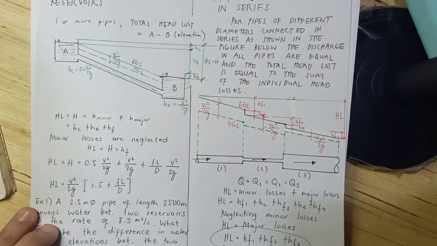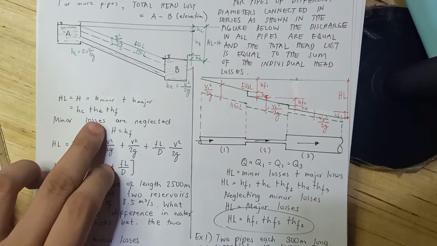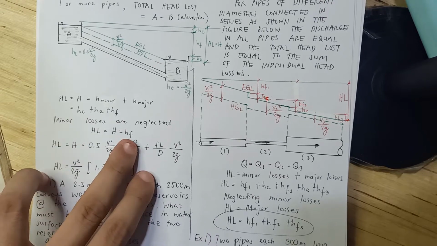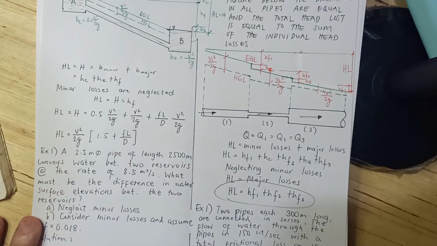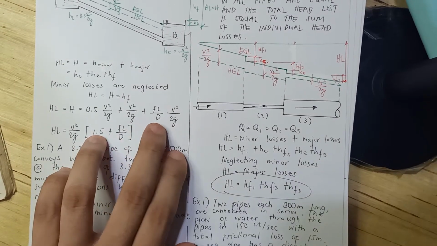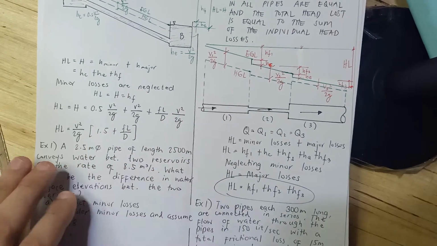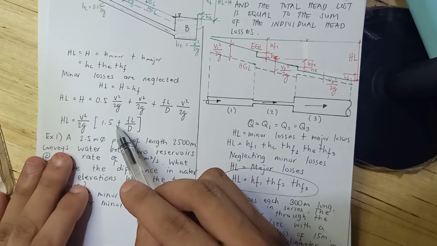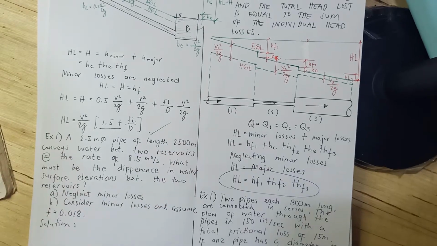So, the head loss would be the minor and major: HC for contraction, enlargement, and the major loss. If minor losses are neglected, only the major head loss remains. So, 0.5 V squared over 2g plus V squared over 2g plus fL over D times V squared over 2g. So, this gives V squared over 2g times 1.5 plus fL over D. So, take note of the 1.5.